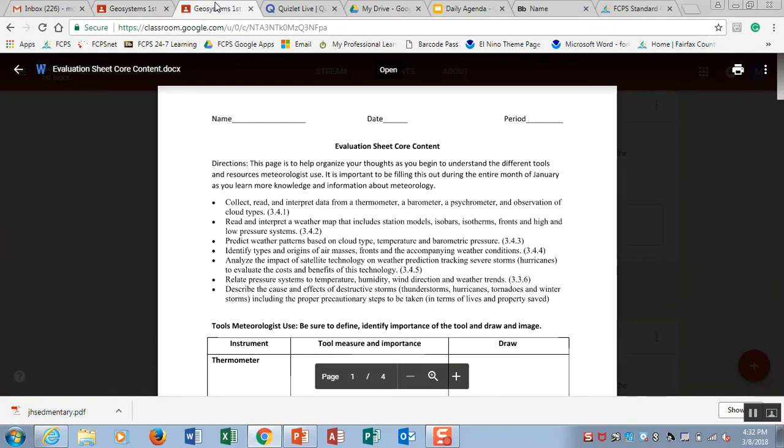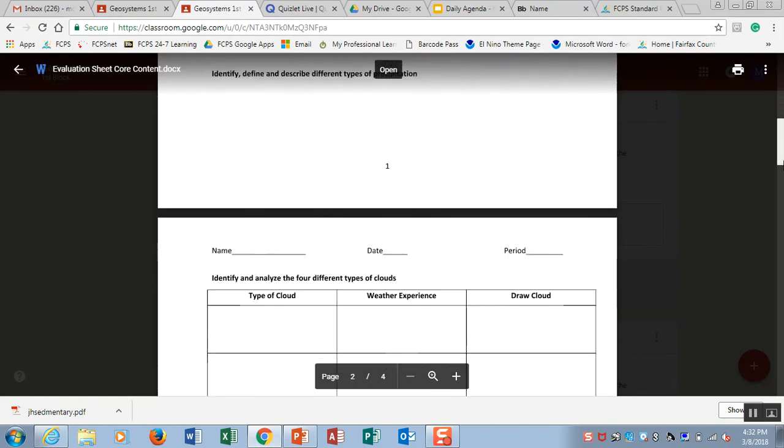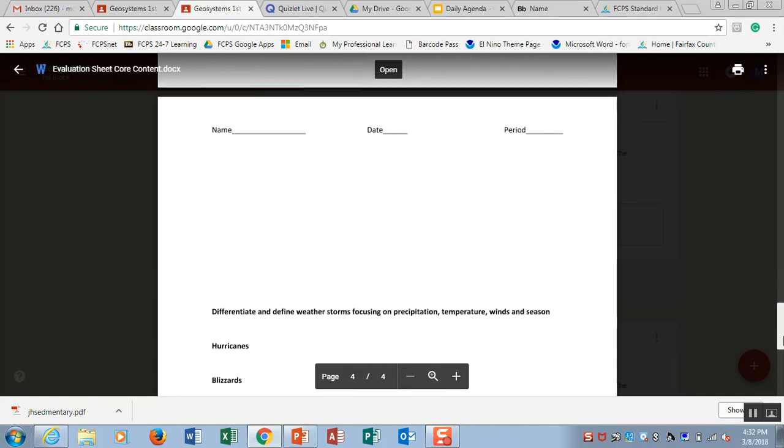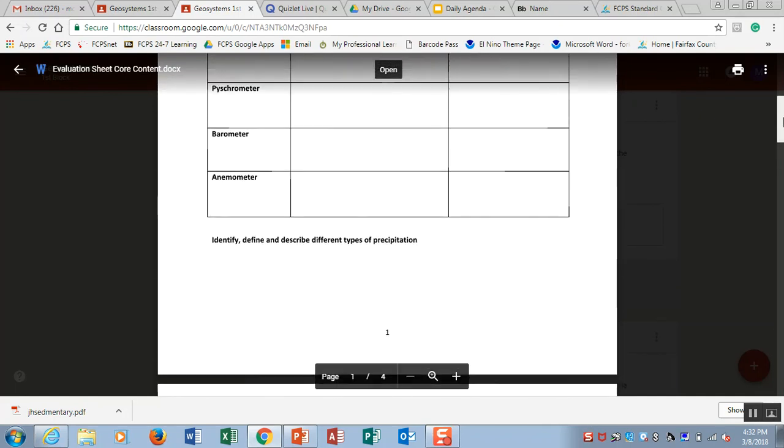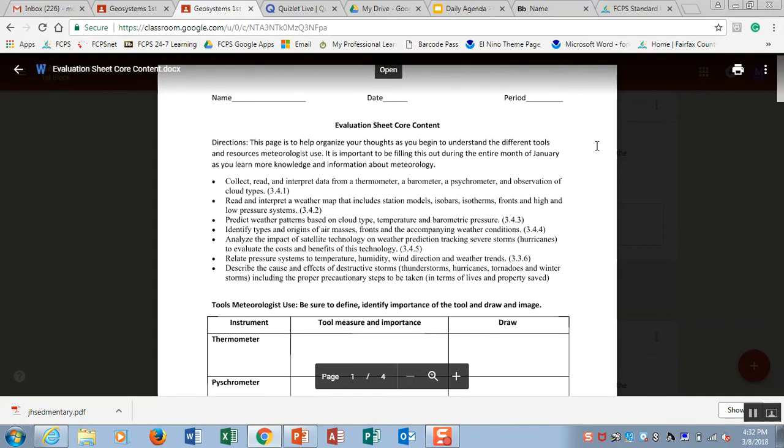The other thing that I'm noticing is that a lot of students are missing the evaluation sheet core content, and that looks like this right here. It was a study guide in the weather unit. So this is another thing: when you look through your notebook or your folder, you probably have this partially started because we did start it in class. You want to finish it up and pass it in.